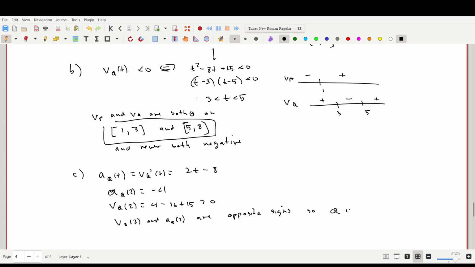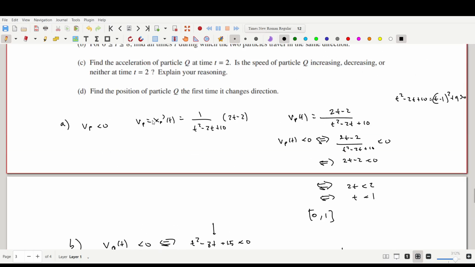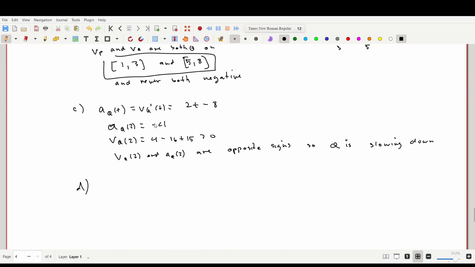So Q is slowing down. All right, part D. Was there anything else it asked? No, okay. Find the position of the particle Q the first time it changes direction. So let's find when it changes direction. That's when VQ is 0. VQ equals 0 implies that t squared minus 8t plus 15 is 0, and that implies that t is 3 or 5. So this implies 3 is the first time.